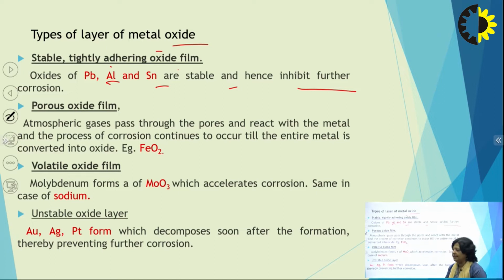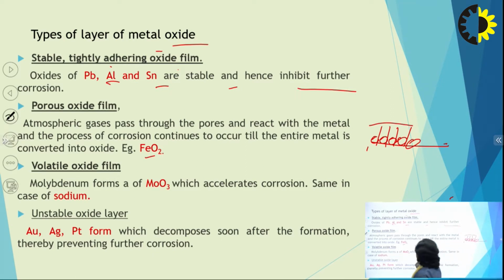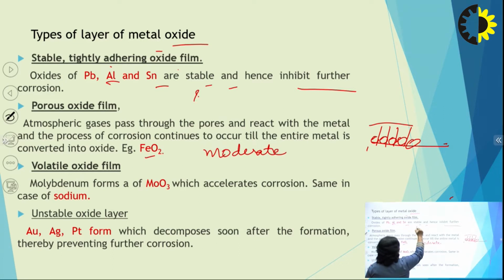Now the next example is the porous oxide film. A very common example is iron. Suppose iron is there, we can see pores in the rust. These pores expose the metal to the air, so the environment can attack the metal surface. So in this case, the corrosion rate is moderate.